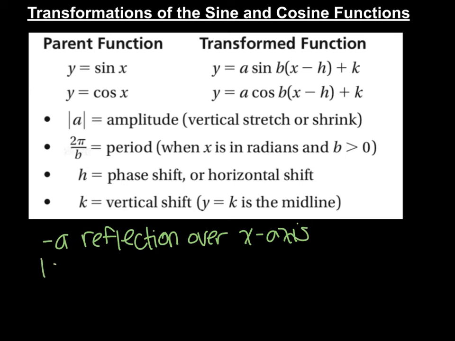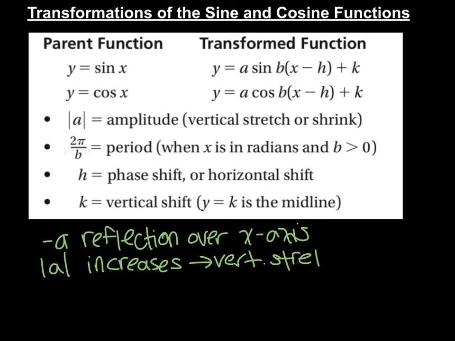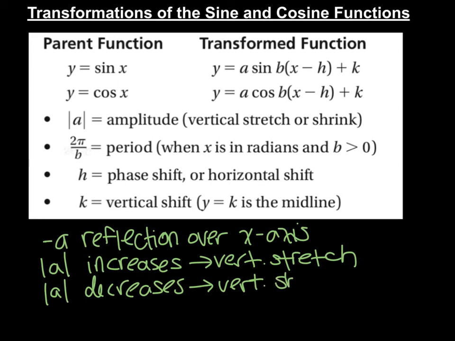As the absolute value of the a value increases, that's what's vertically stretching it. As it decreases, like anything that's in between 0 and 1 especially, that's when it's vertically shrinking, for both sine and cosine functions.